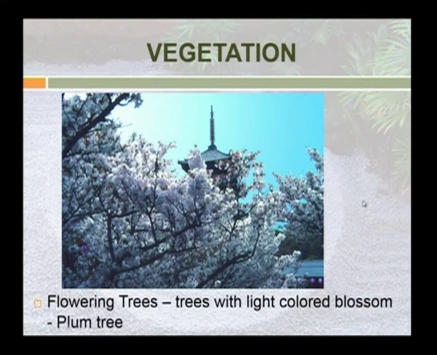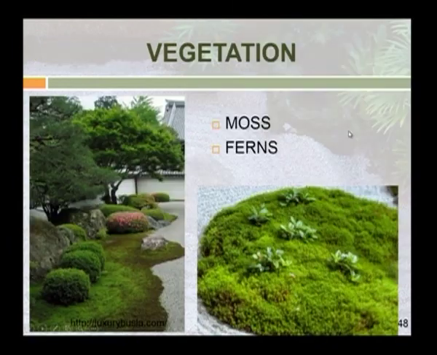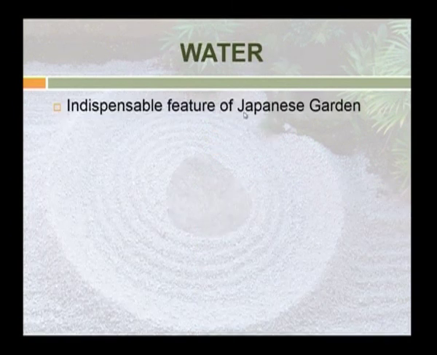But later towards the end of the 17th century, flowering trees were introduced, but trees with light colored blossoms were mainly preferred, such as plum trees. We also find flowering shrubs with evergreen leaves such as camellia and azalea. There are also flowering grasses in the garden. Moss is an important part of the Japanese garden. As the images show here, we can see the moss, and ferns are also another important vegetation plant type used in Japanese gardens.